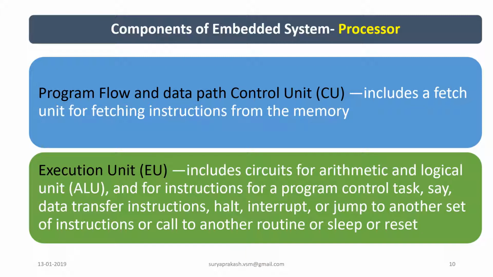This will decode the instruction, and includes the circuit of the arithmetic and logical unit, and instructions for program control tasks, say data transfer instructions, halt, interrupts, jump to another set of instructions, call to another routine, or sleep or reset. This execution unit will make the instruction decode and execute inside the system. So there are two basic components in the embedded processor, the program flow and data flow control unit, and the execution unit.